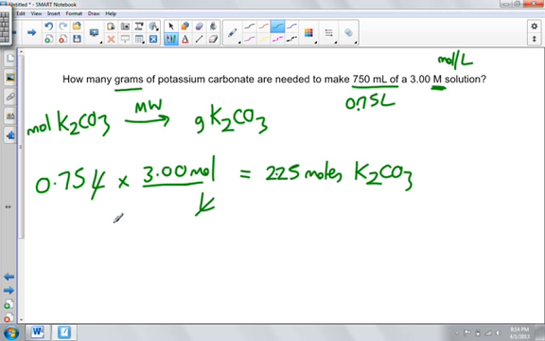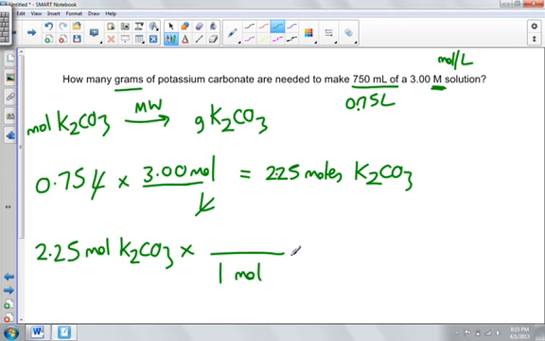So for potassium carbonate, if we have our 2.25 moles of potassium carbonate, we've seen this before. To get to grams, we know if we have 1 mole, we have whatever the molar mass is in grams, and that turns out to be 117.98 grams, something like that. And then 2.25 times 117.98, and I don't know where my calculator is.